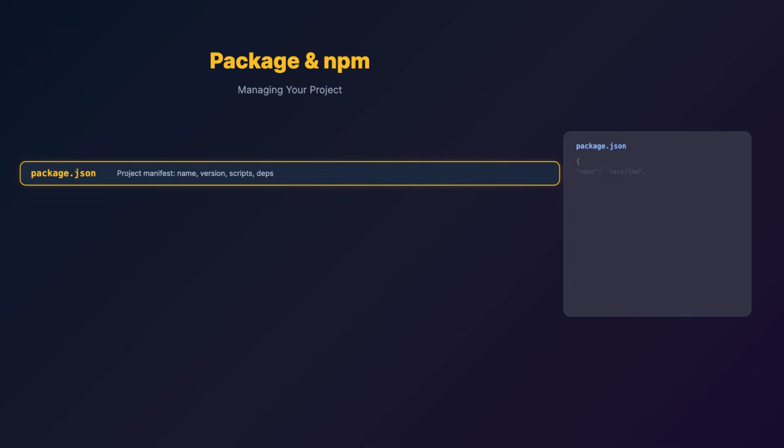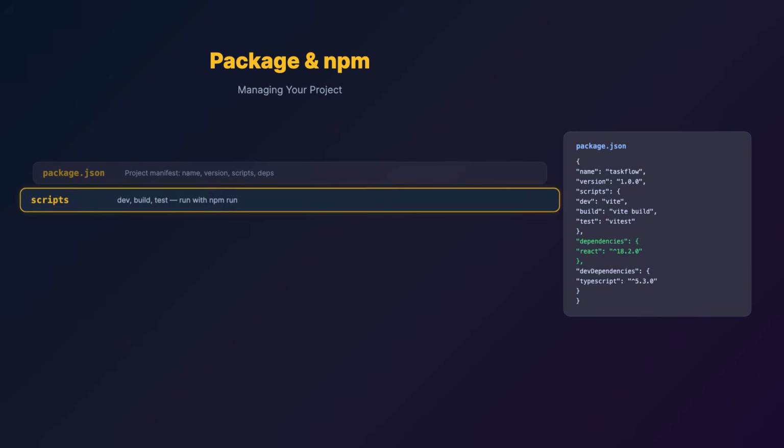Every Node project starts with package.json. It's the manifest file. It describes your project and its dependencies. The name field is your project's identifier. Version follows semantic versioning. The scripts section defines commands you can run with npm run.